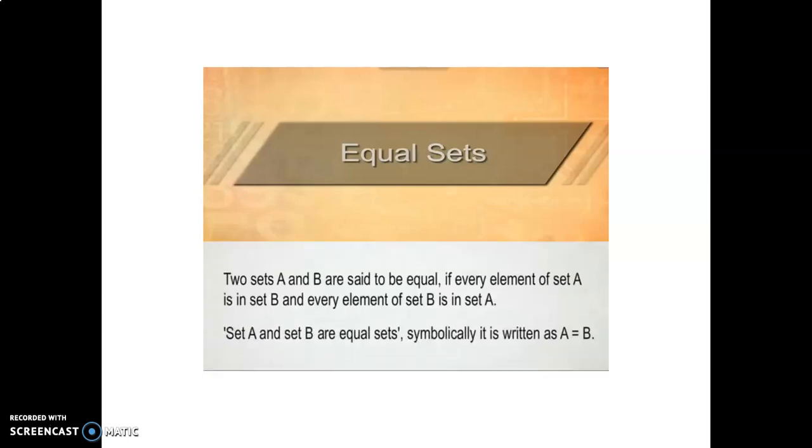The next topic is equal sets. Let's consider two different sets A and B. If all the elements of set A are elements of set B and every element of set B is an element of set A, then the two sets are said to be equal. Symbolically, it is written as A equals B.